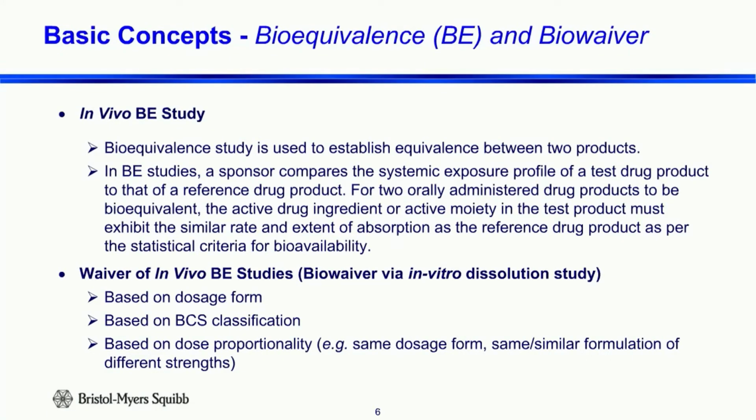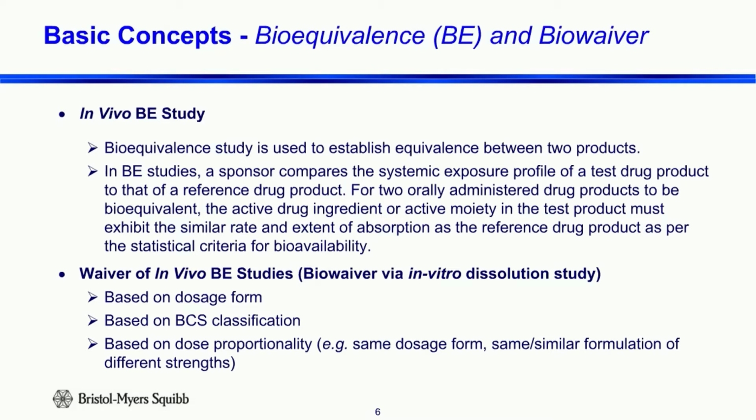Things are going slow. Okay, so what is an in-vivo BE study? It is, as I mentioned, establishing equivalency between the two products, the post-approval, post-change product and the pre-change product. In a BE study, usually a sponsor company compares the systemic exposure profile of a test drug product to that of a reference product. For the two orally administered drug products to be equivalent, the active drug ingredients or the moiety in the test product must exhibit a similar rate and extent of absorption as the reference product, as per a statistical criteria for bioavailability.